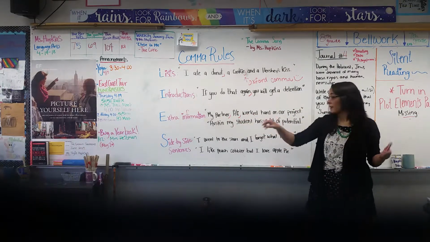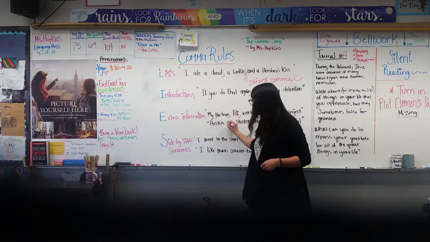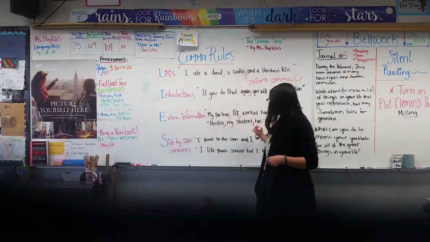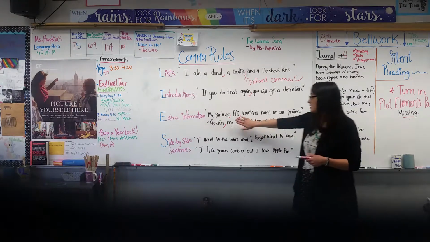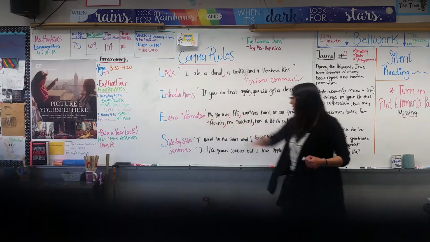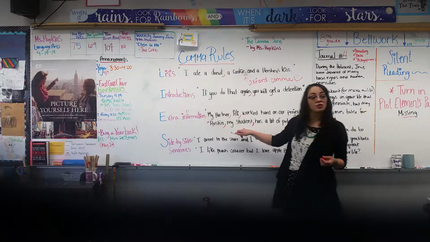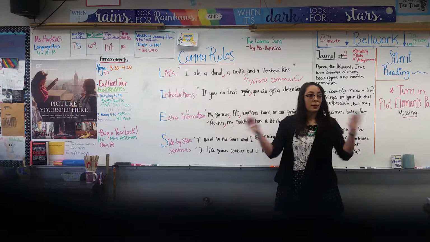And it works the other way around. Austin, my student, has a lot of potential. I could go Austin, comma, my student, comma, has a lot of potential. And I could take out my student, Austin has a lot of potential. I could take out Austin, my student has a lot of potential. It means the same thing. It's just extra information in the sentence. So you put commas around it.